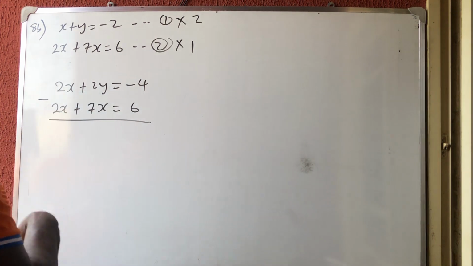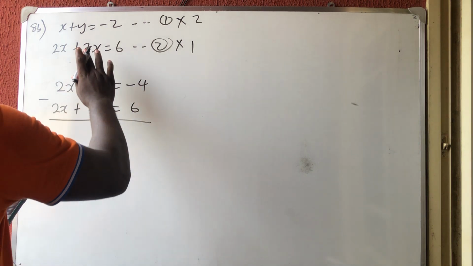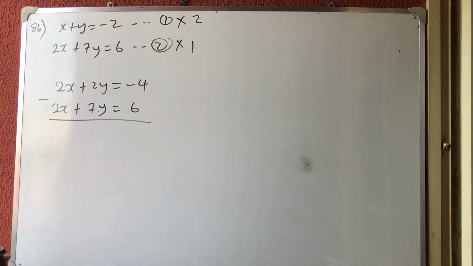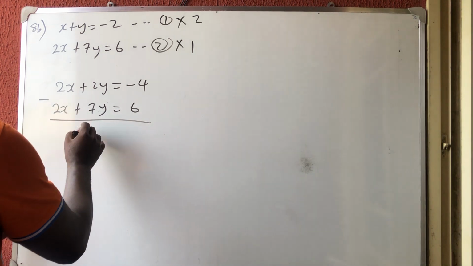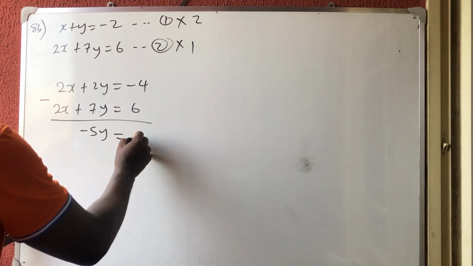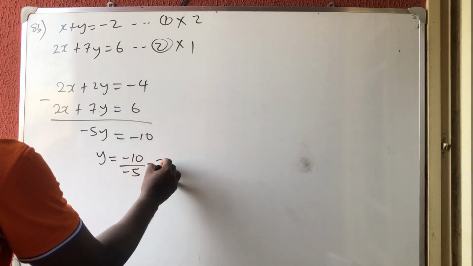So if I subtract, this minus this is gone. Don't forget that the minus affects the people down. What am I having here? This is y, not x. The minus affects the people down. So this is 2 minus 7, which will give you minus 5y is equal to minus 4 minus 6, which is minus 10. So y is now what? Minus 10 divided by minus 5, which is 2.